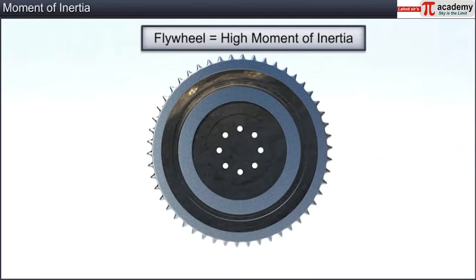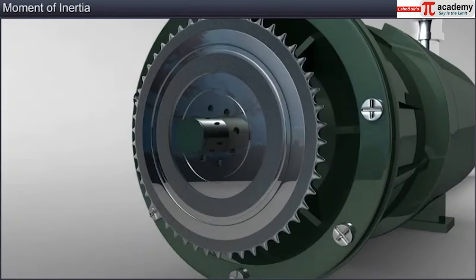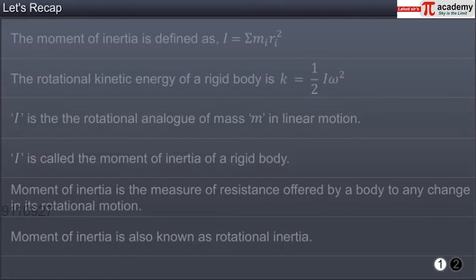A flywheel is a mechanical device with a high moment of inertia. Because of its high moment of inertia, it resists any change in its rotational motion. Flywheels are used in automobile engines and steam engines and help to gradually change the angular speed of the wheel.